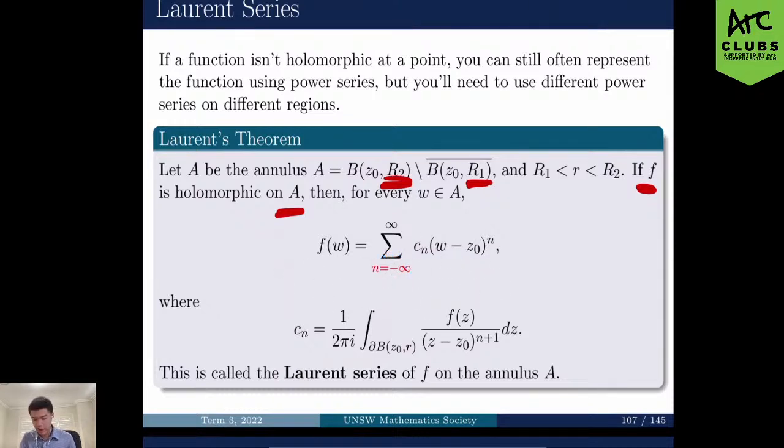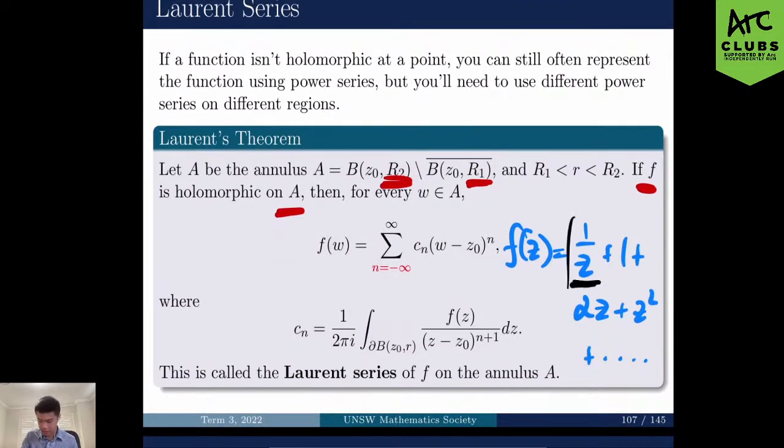So an example would be if we had f of z equal to 1 on z plus 1 plus 2z, all the way up to infinity, then what you'll get is a Laurent series, because it includes negative terms.